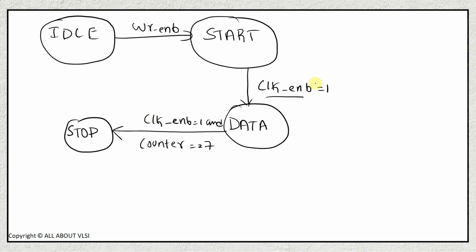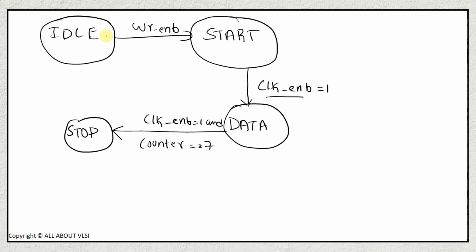Why is the counter equal to 7? If you remember, the data width is 7 bits. After reaching this 7 bits of data width, we use a counter to know whether we have reached the 7 bits or not. So after completing the sending of all 7 bits, we go to the stop state.